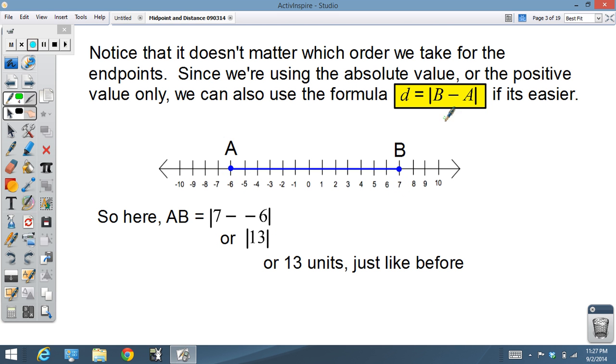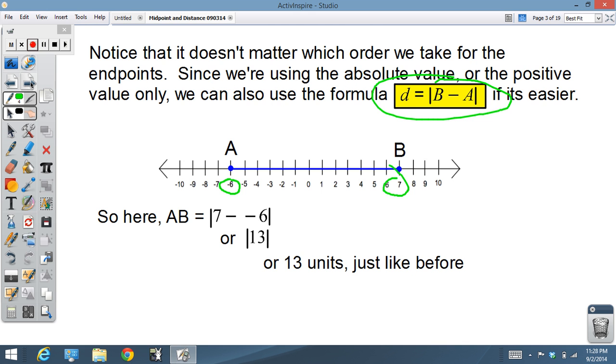Now notice it doesn't matter which point we take first. Since we're taking the absolute value, as long as we take the difference, it's always going to work out. If we consider B first, the 7, and then we subtract -6, we end up with the absolute value of 7 minus -6, which is positive 13, 13 units, just like before.